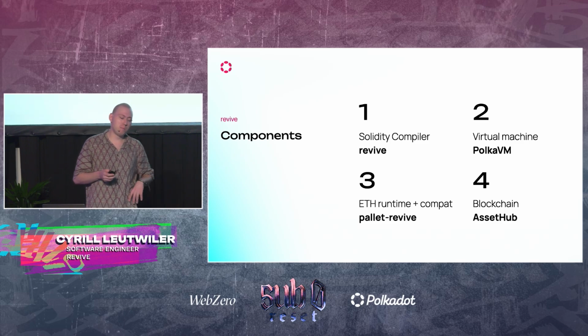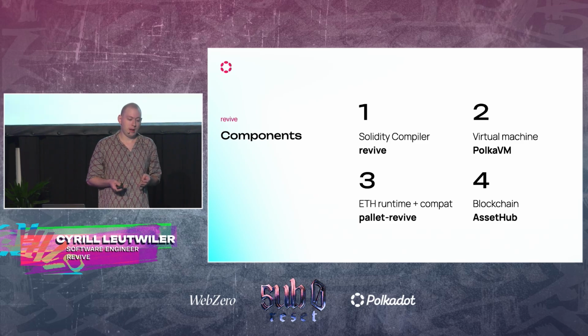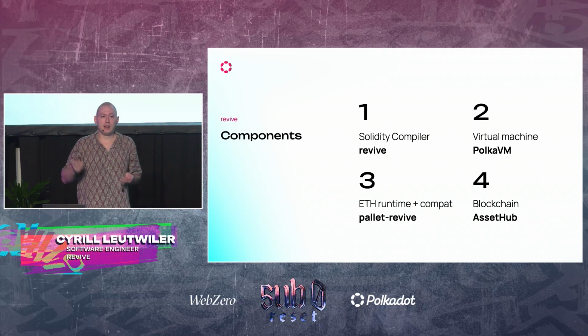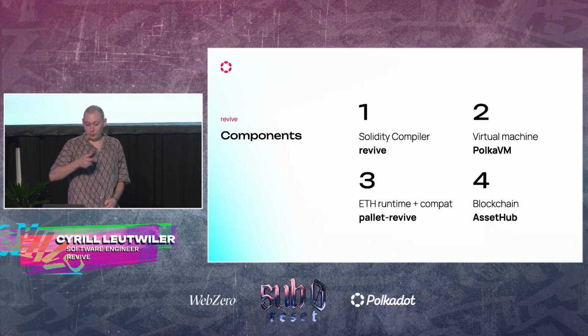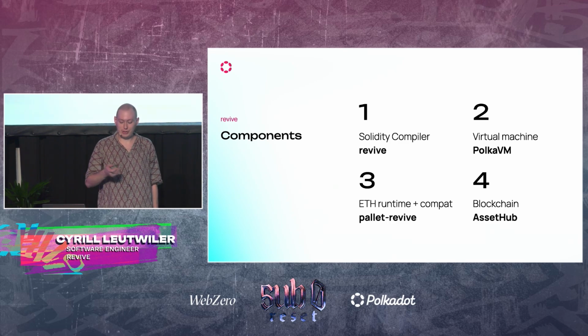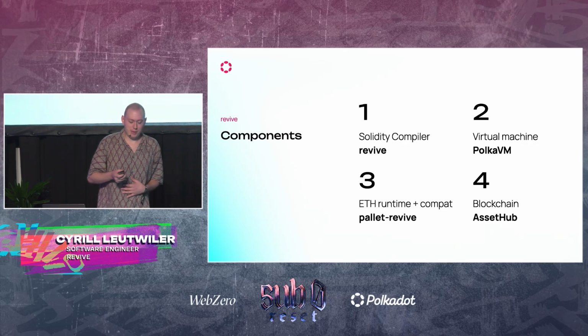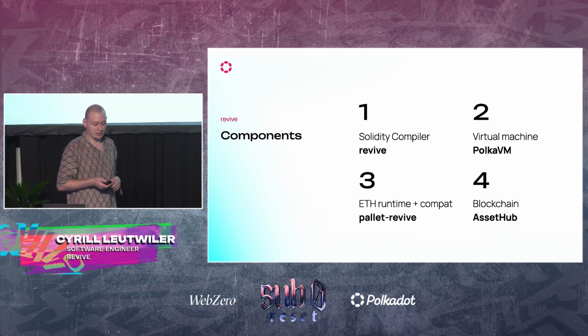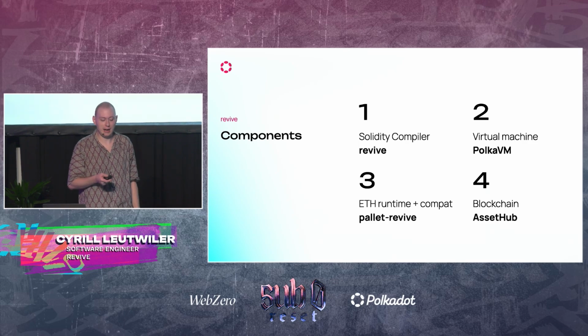It mostly consists of 4 core components. To get Solidity compatibility, we provide our own compiler. Then we need a virtual machine for this, which is PolkaVM. We also need some sort of runtime environment for contracts, and it needs to run on some blockchain, which is AssetHub.